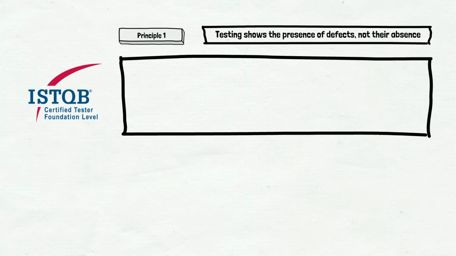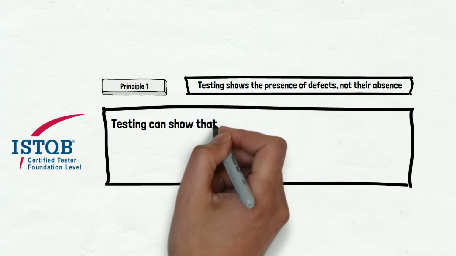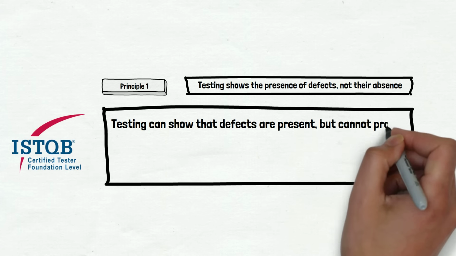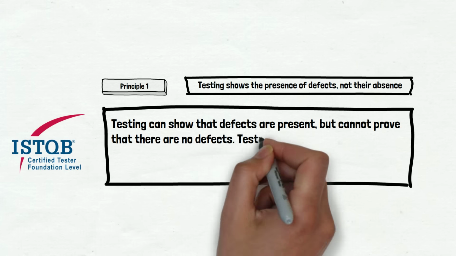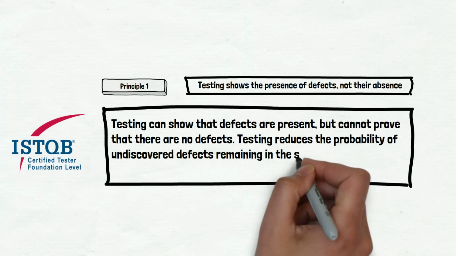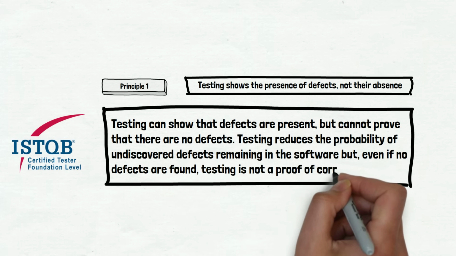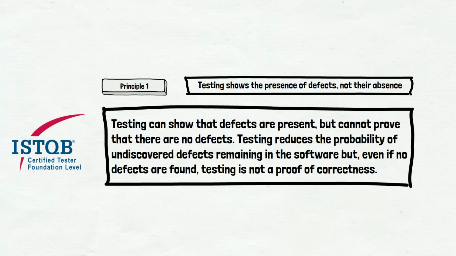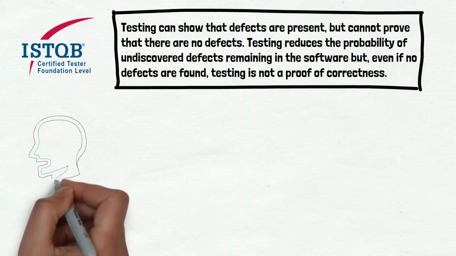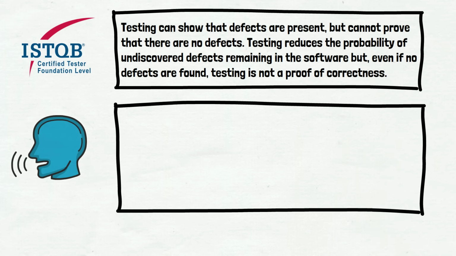Testing shows the presence of defects, not their absence. What does ISTQB say about it? Testing can show that defects are present, but cannot prove that there are no defects. Testing reduces the probability of undiscovered defects remaining in the software, but even if no defects are found, testing is not a proof of correctness. I think it was more clear before the explanation. Let's translate this into human language and move to the next one.